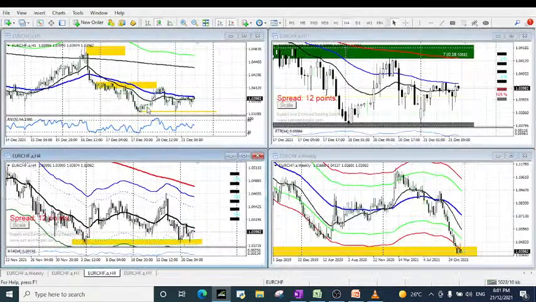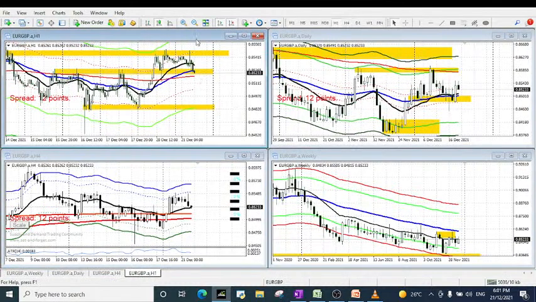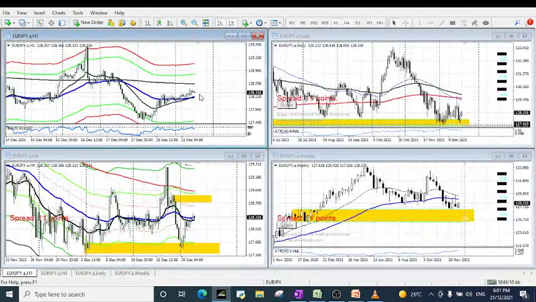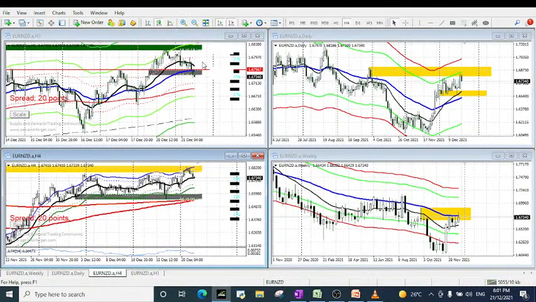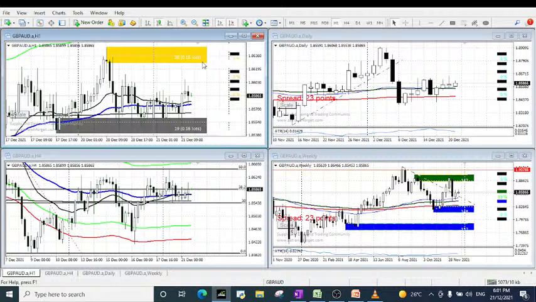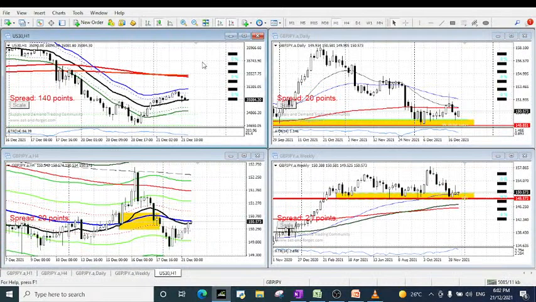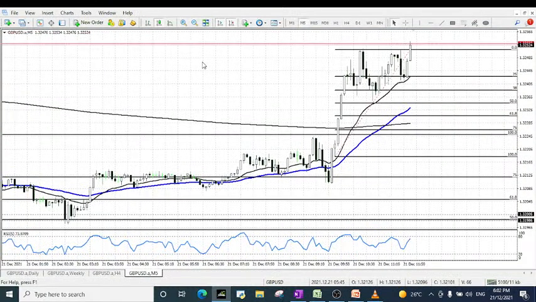Okay, let's have a look at how the other pairs closed. Well, this is Euro Swiss franc, Euro pound, Euro yen, Euro New Zealand, Euro US. I'm just looking for a setup here, guys.